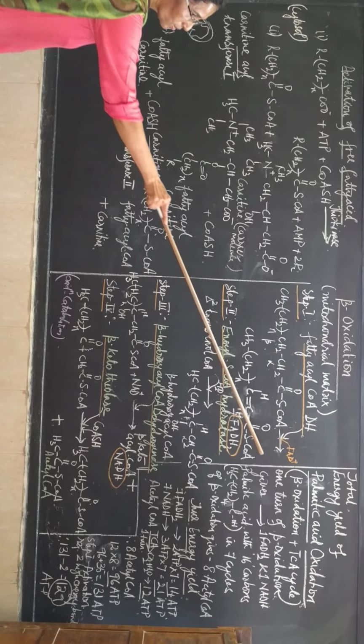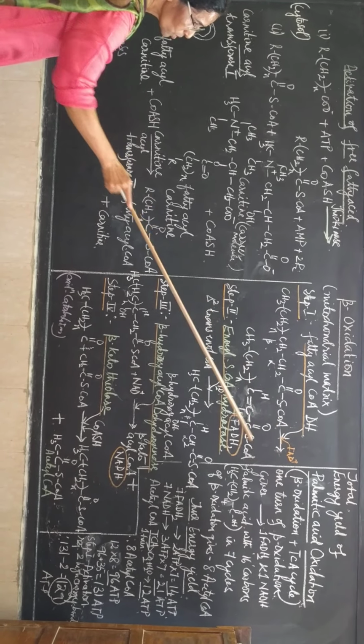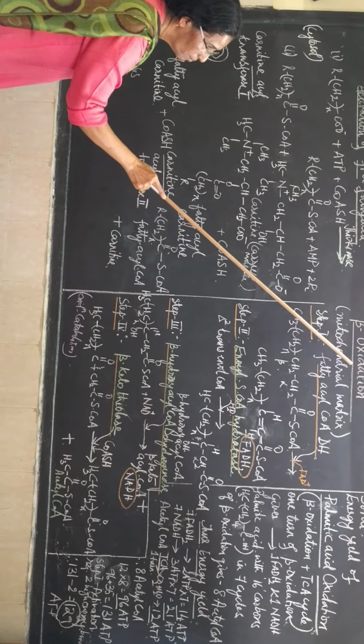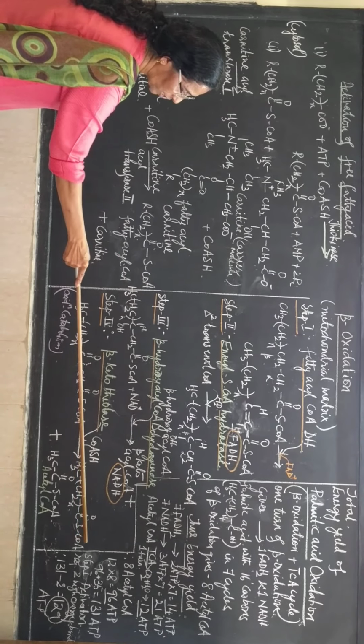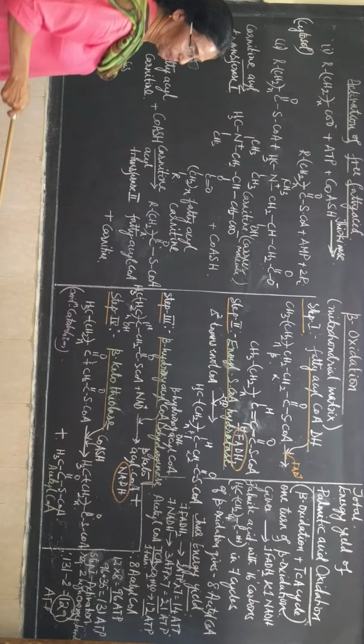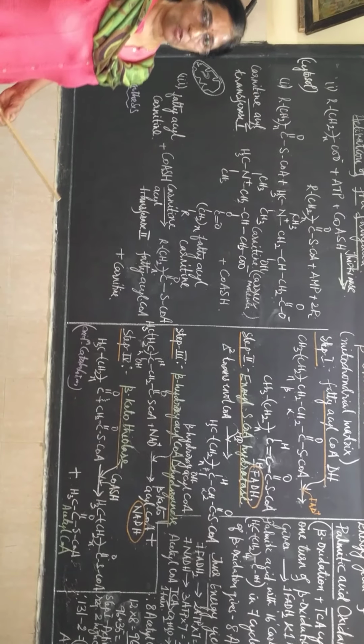And we just saw that palmitic acid goes around this beta oxidation process 7 cycles, and how much ATP has been generated.